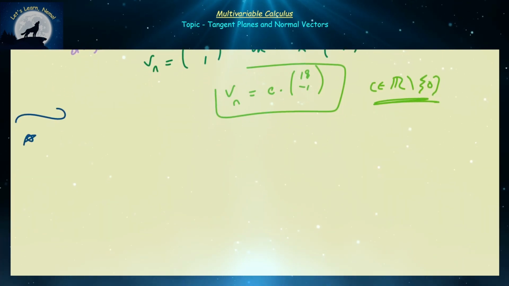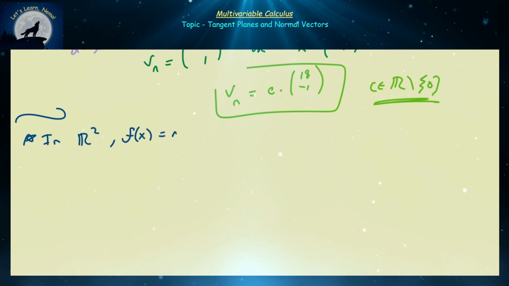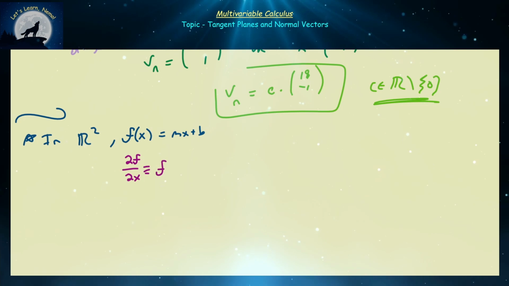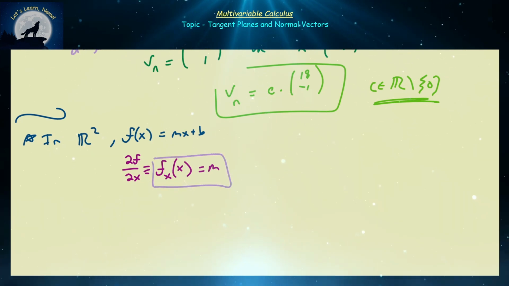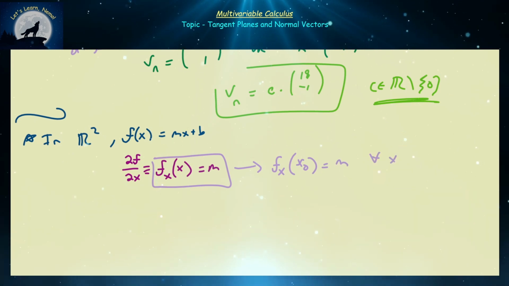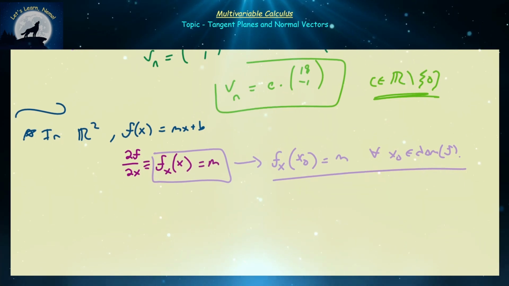Okay? So let's just review a couple other things. So keep in mind in R2, if we have this line, f of x is equal to mx plus b, the partial derivative of f with respect to x, with equivalent notation fx of x, is going to be equal to m. Right? And keep in mind this is at any particular x, so it's a constant function. So for example, fx at say x0 will be equal to m, and that's obviously going to be true for any x0 in the associated domain of that function as well. True?